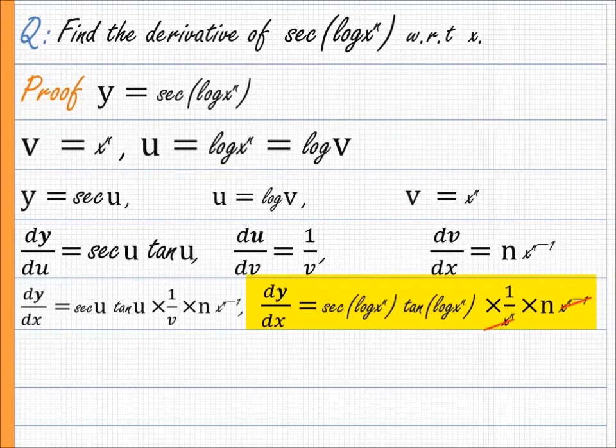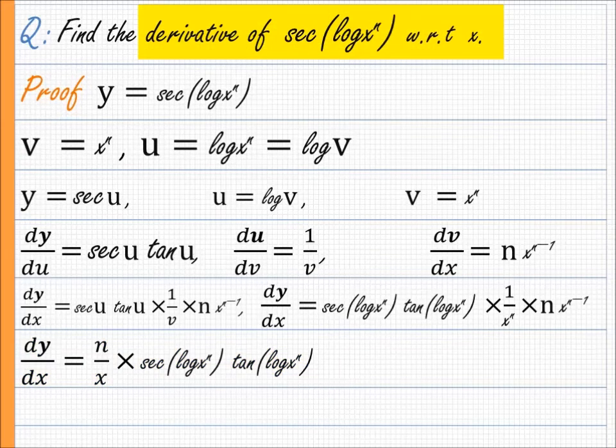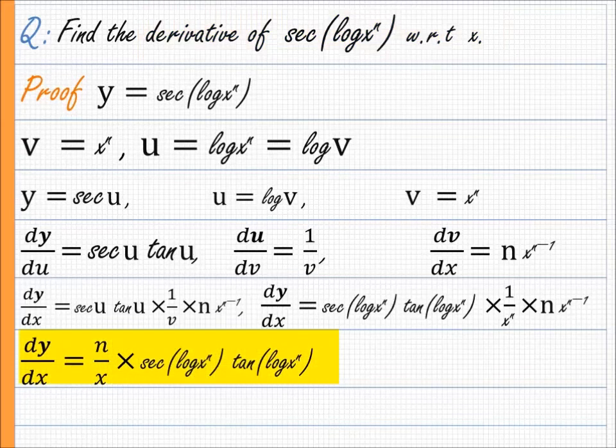And now cancelling x raised to n minus 1 from the numerator and denominator. So finally, dy upon dx is equal to n upon x into secant of log of x raised to the power n into tangent of log of x raised to the power n. So that means the derivative of secant of log of x raised to the power n is equal to n upon x into secant of log x raised to the power n into tangent of log of x raised to the power n. So how did we solve this question?